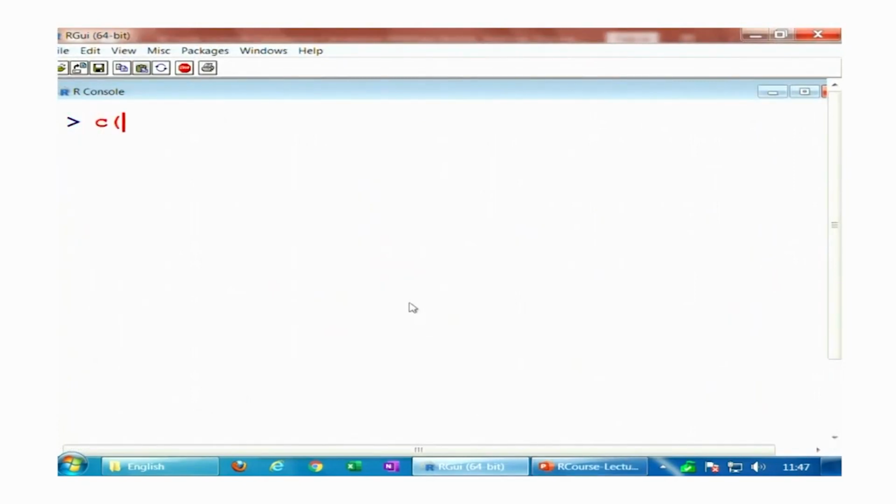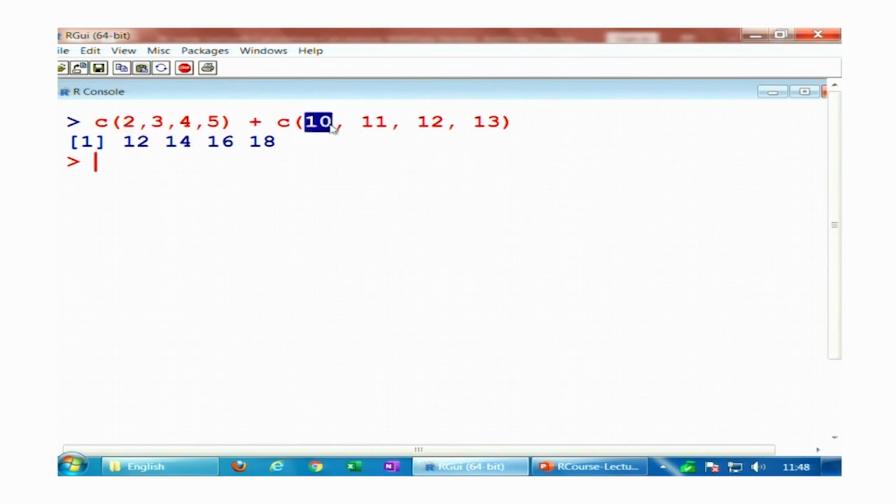So, if you take a data vector 2, 3, 4 and 5, and add it to another data vector, say 10, 11, 12 and 13, you can see that the first value in data vector 1 is added with the first value in data vector 2, that is 10, and the value 3 in data vector 1 is added with the value 11 in the second data vector, and both are in the second place.